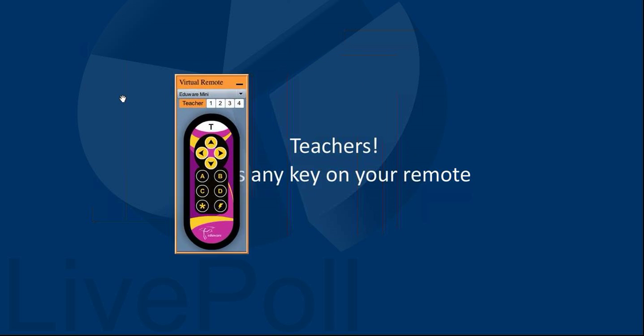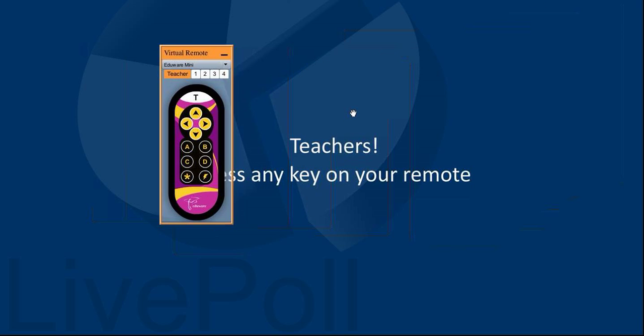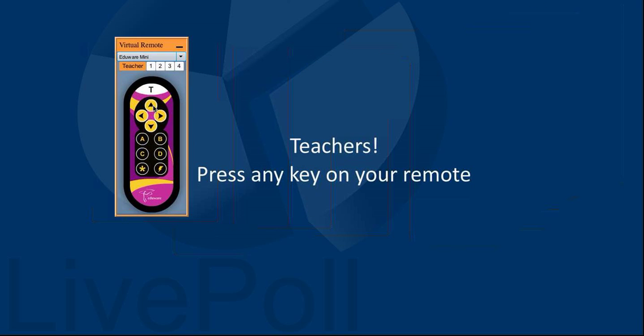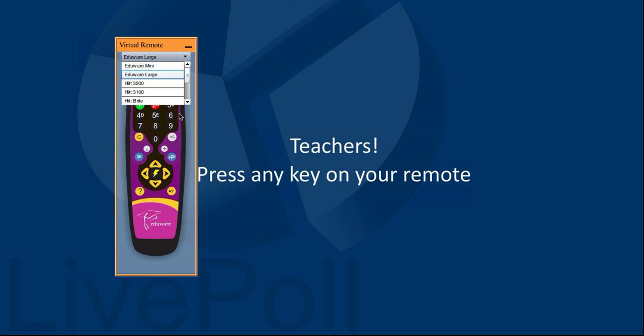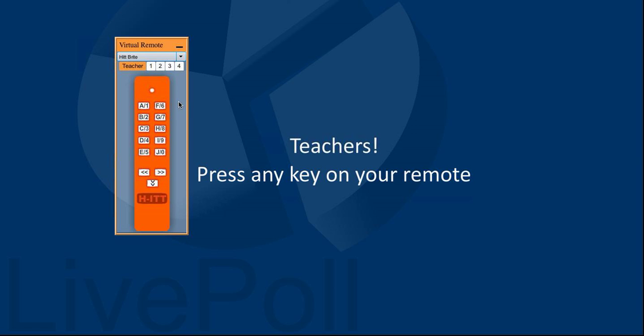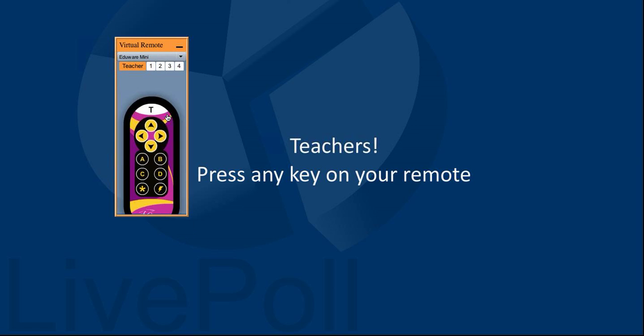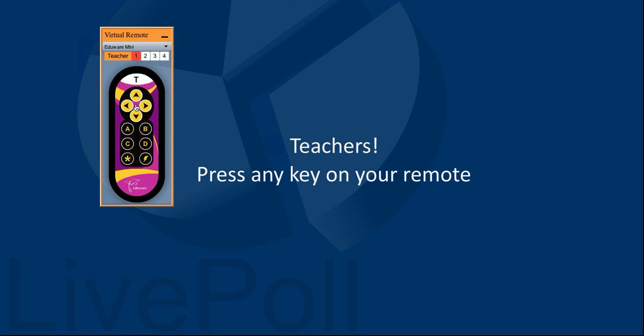The virtual remote is popped up into a separate window. This can be dragged around anywhere on the page. The virtual remote works just like a physical remote. You can select different virtual remotes to work with. For instance, the Eduware Large, the HIT 3200, the HIT 3100, or the HIT Bright. I'm going to stay with the Eduware Mini. The virtual remote allows you to emulate a teacher's remote, as well as 4 different student remotes by clicking on these buttons at the top of the page.